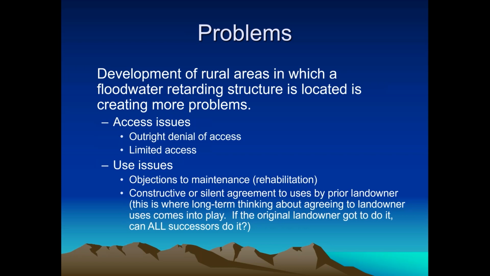With the development of rural areas in which a floodwater retarding structure is located, that is starting to create more problems. As rural areas grow, more people move in, and of course, one of those major issues is access. Sometimes they will outright deny access. You can't come in here. They try to lock the gates. They try to limit how you can access the property, and some of their requests are reasonable. Can you call and give us notice that you're going to be out there? It's limited, but it's something that we should try to do to be a good neighbor.